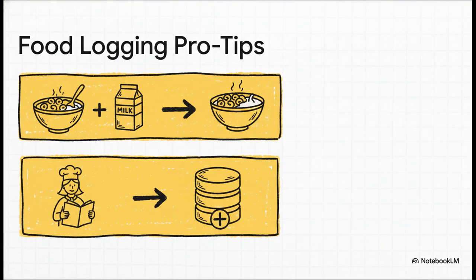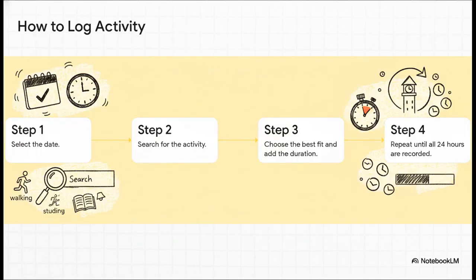Here are a couple of pro tips to make your data way more accurate. Remember to log all the little things, like the milk in your cereal. And if you ate something homemade or unique, the My Database feature is awesome. It lets you add your own custom foods and recipes. Logging your activity follows pretty much the exact same pattern. You select the day, search for the activity, like walking or studying, choose the best match, and then enter how long you did it for. Just keep repeating this until you've filled up all 24 hours for that day.